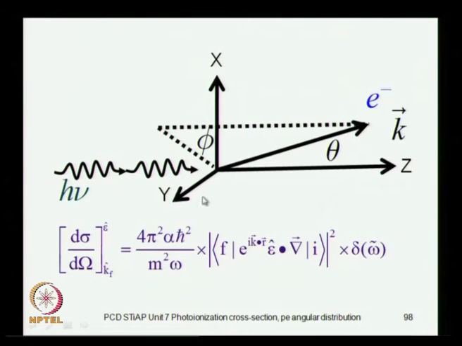kf is the unit vector along the photoelectron momentum as it escapes the atom. Then you express it in terms of this matrix element modulus squared, and essentially this is coming from time dependent perturbation theory and an application of Fermi's golden rule, as we discussed in our previous class.